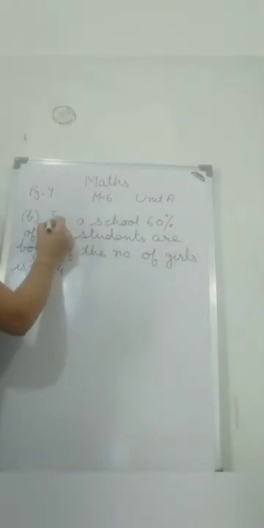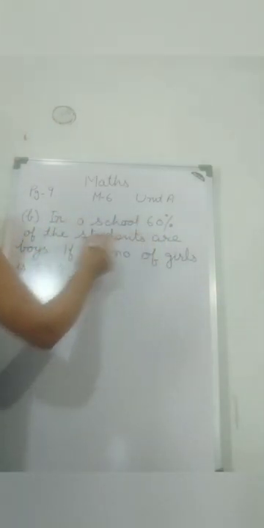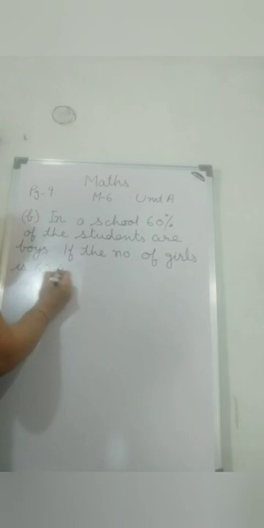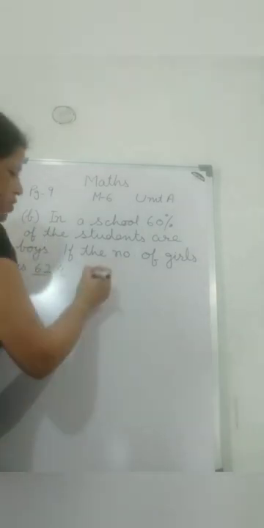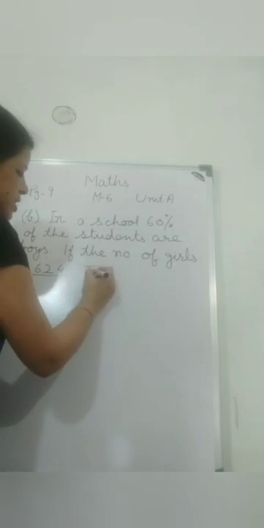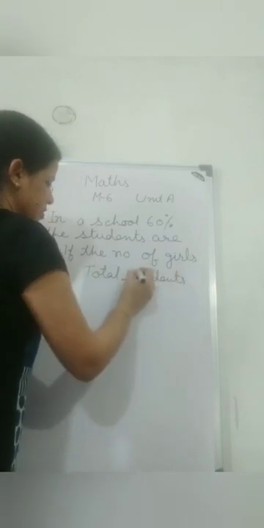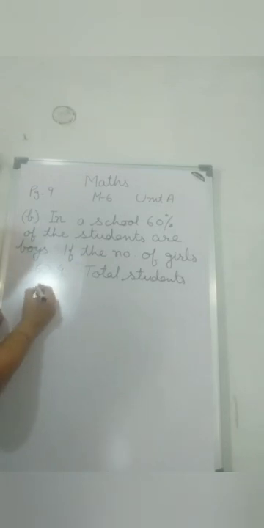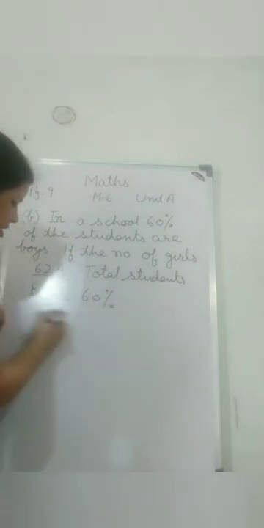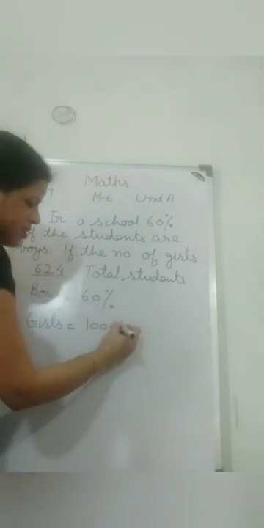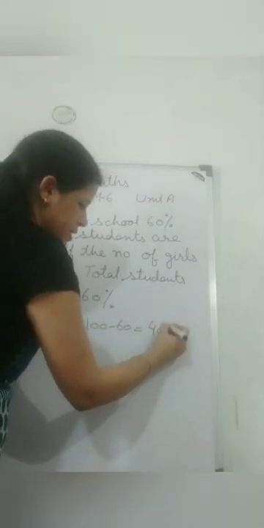The next question is, in a school 60% of the students are boys. If the number of girls is equivalent to 624, calculate the total students. So how do we calculate this one? Let's have a look here. Boys is equal to 60%. It means the percentage of girls is equivalent to 100 minus 60 is equal to 40%.